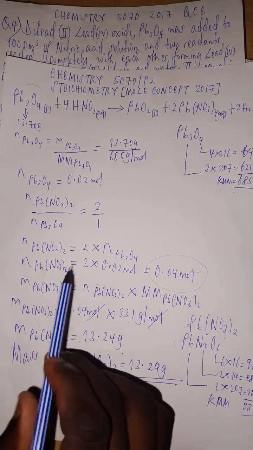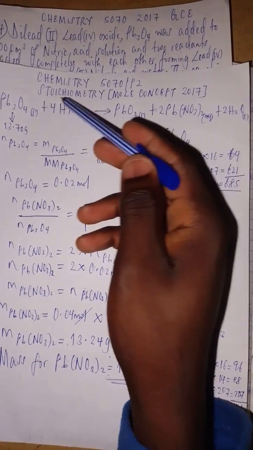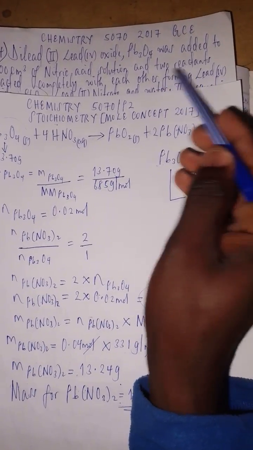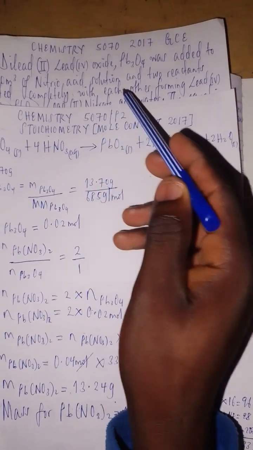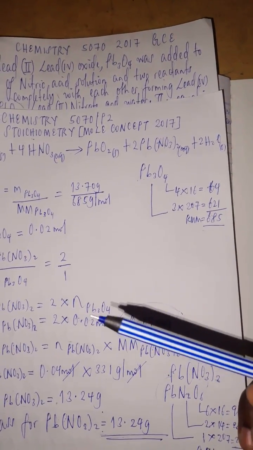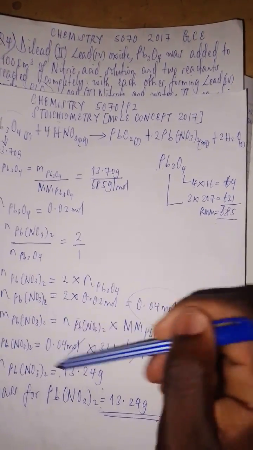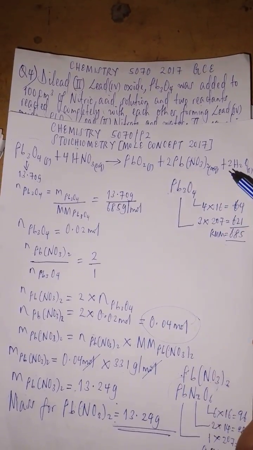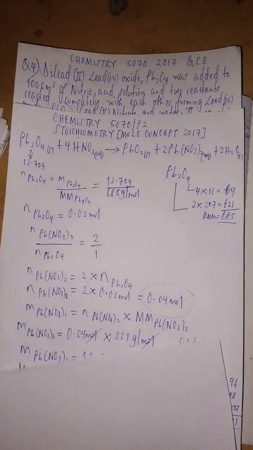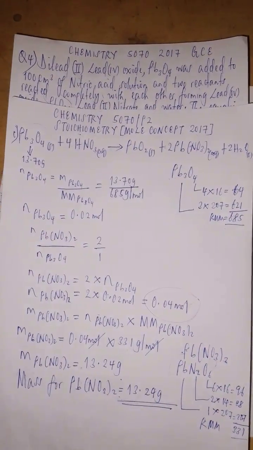dilute lead 4 oxide. The reason is very simple. It is because in this question they said the two reactants reacted completely, meaning that there was no excess reagent. If I thought there was an excess reagent, I would have used the number of moles for a limiting reagent in order to calculate the mass for lead nitrate. Okay, all right, so this was part A of the question.